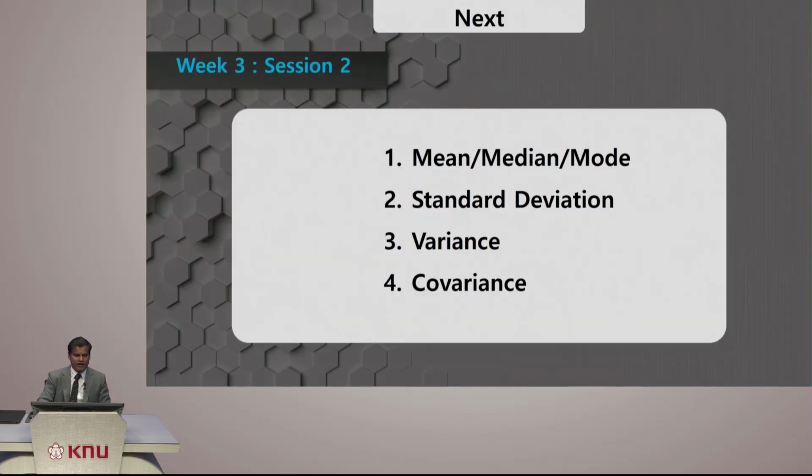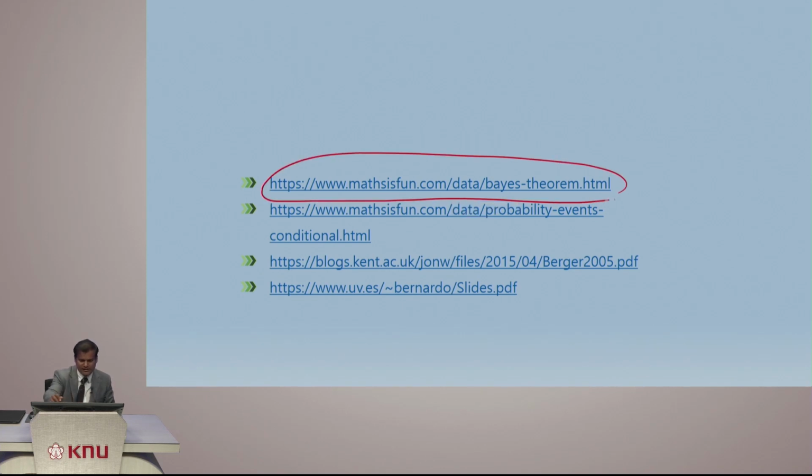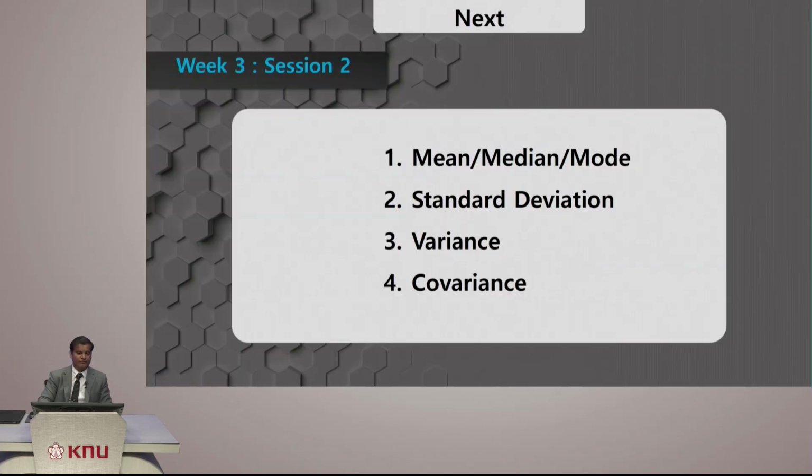So that's a brief summary of what we have seen today. And I recommend that if you want more information, you can also look at this website. It's very interesting. Math is Fun, which gives you very clear instructions on most of the probability and statistics in a very fun way. And what is in store for our next session is, we are going to discuss mean, median, mode, standard deviation, variance and covariance.